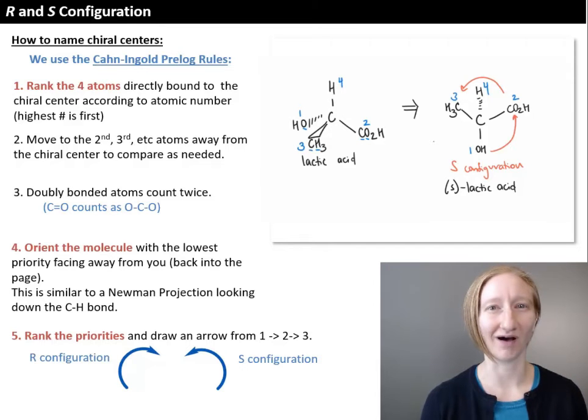There are numerous mnemonics to help you remember R and S, but the one that has always stuck best for me is to simply think of a steering wheel. When you turn a steering wheel in the clockwise direction, your car turns to the right. So clockwise is R.